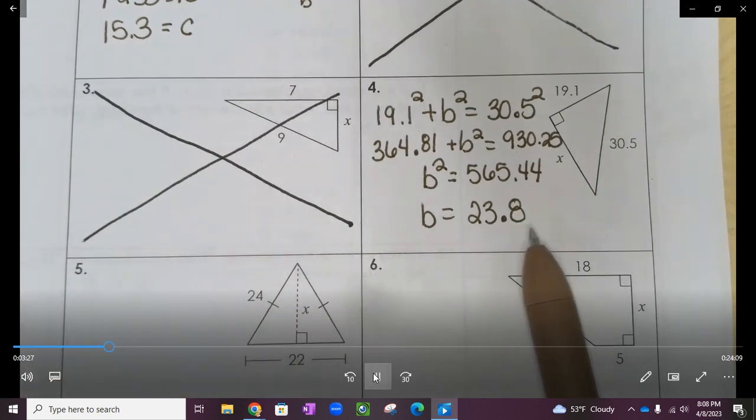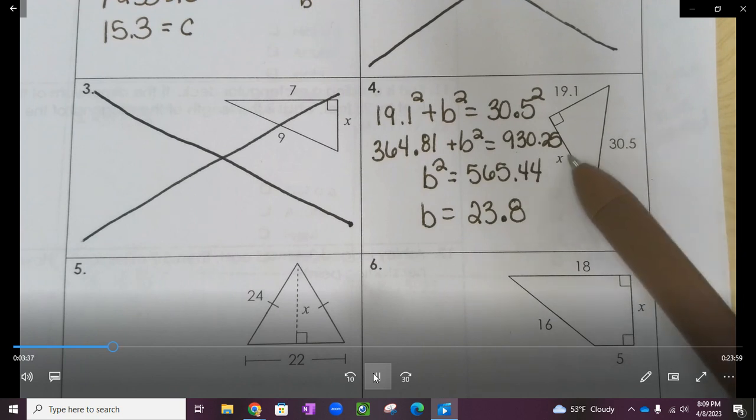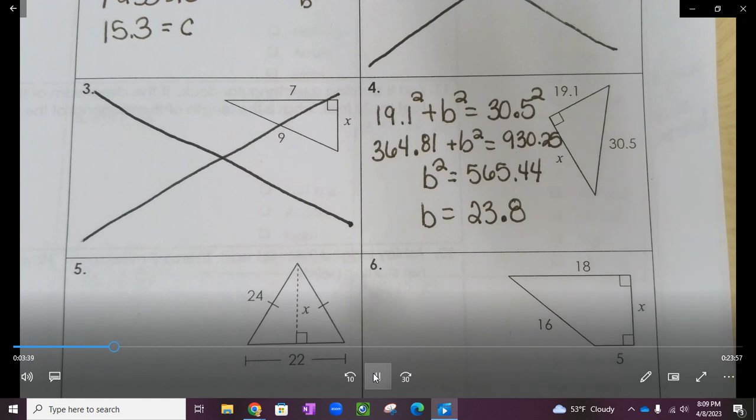Now, I want you guys to use a little bit of common sense. Which one of these has to be the longest? So if your answer was over 30.5, that should have been a clue that you did something wrong. Okay, it is not the longest side. The longest side is the hypotenuse.